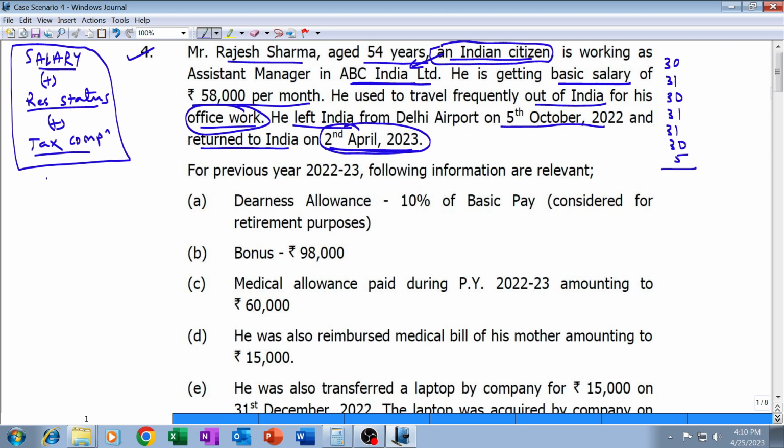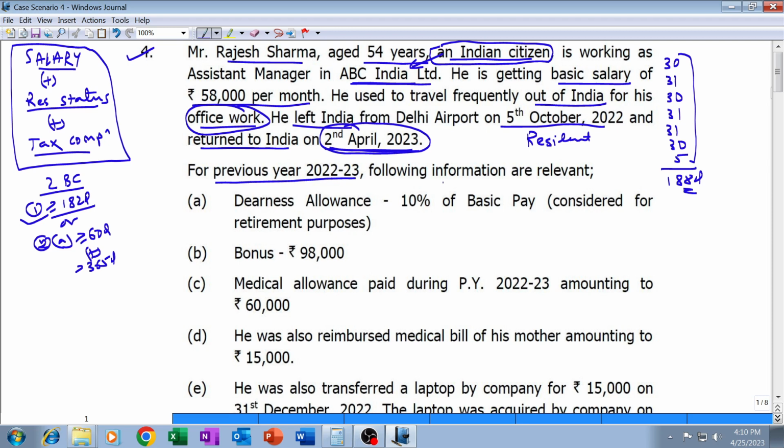Therefore, the two basic conditions applicable for him will be 182 days or more in the current previous year, or 60 days or more in the current previous year plus 365 days or more in the preceding 4 previous years. However, if you calculate how many days he was in India for, the total comes to 188 days. That means he is fulfilling the first basic condition, therefore he is resident in India. However, we don't have further details to calculate whether he is ROR or RNOR in India or not, but he is certainly resident in India.